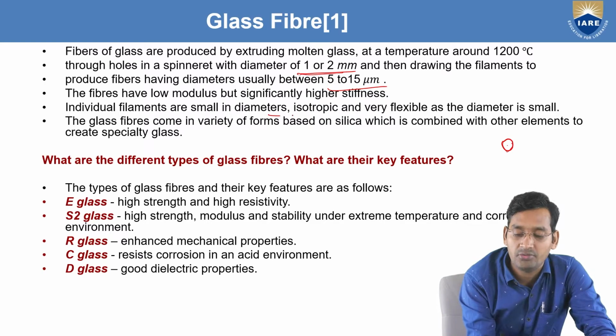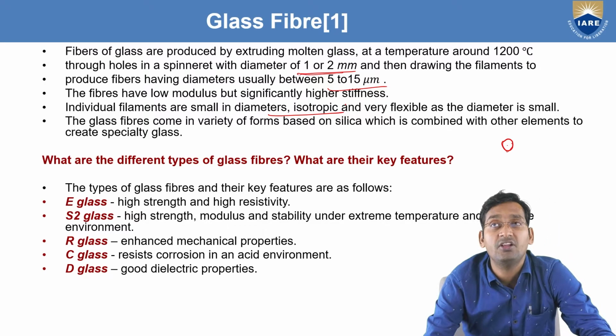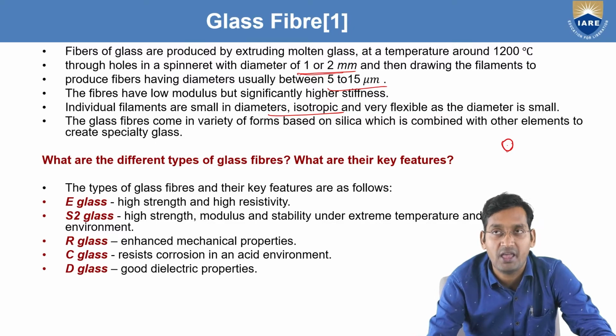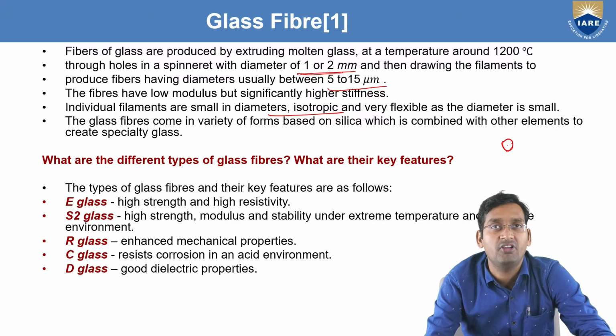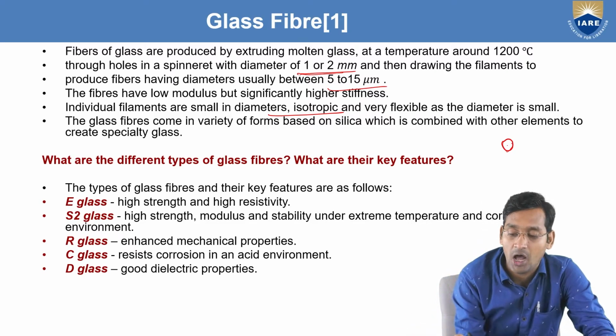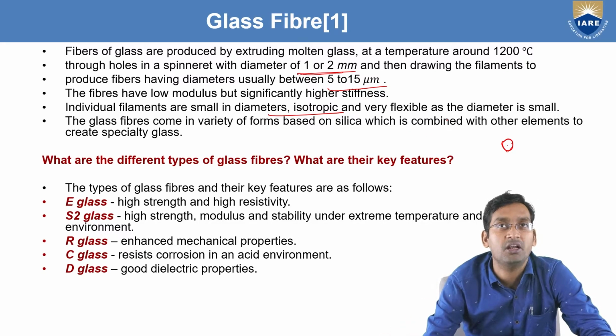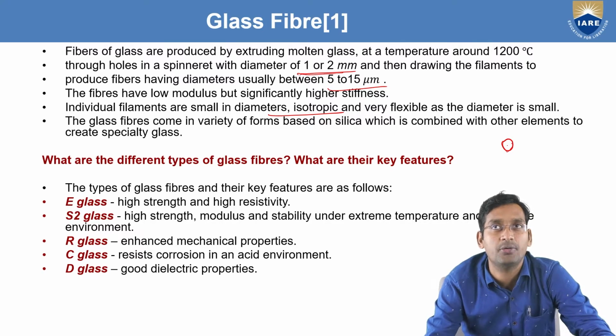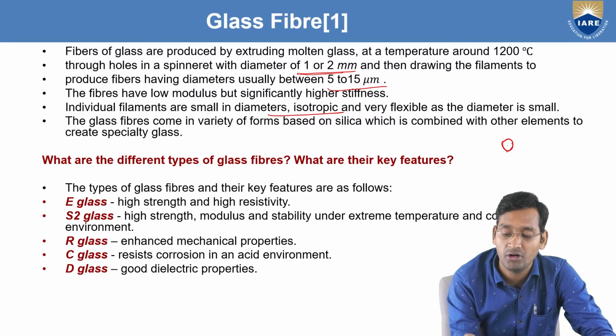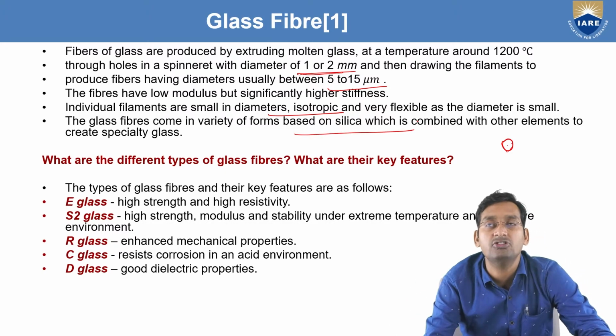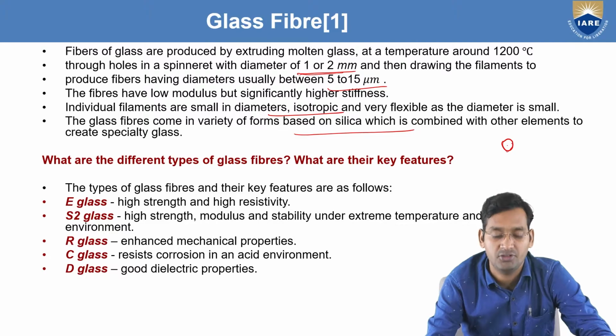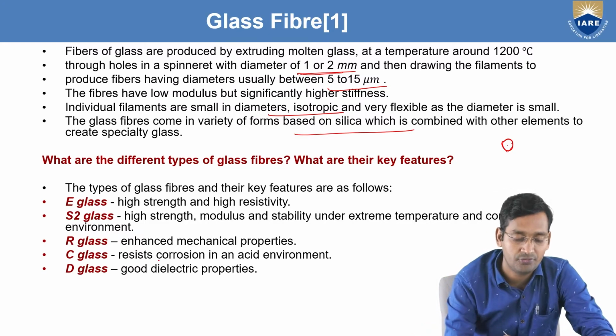So glass fiber is isotropic and very flexible as the diameter is small. Since the diameter is small, they are very flexible. Glass fibers come in a variety of forms based on silica, which is combined with other elements to create a specialty glass. After melting that glass, we extrude it and get the fiber. So that depends on how silica is combined with other elements. Based on that, there are different types of glasses.